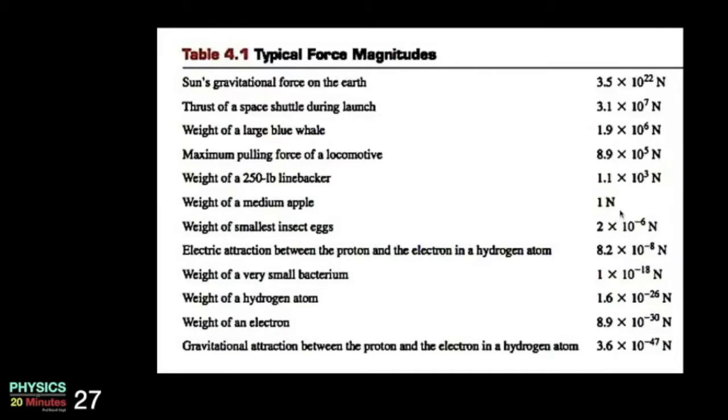What is 1 Newton? 1 Newton is the weight of a medium-sized apple. These are apple season. If you hold an apple in your hand, think about the force. It is around 1 Newton for a medium-sized apple. Even your mobile phone, if it is around 100 gram or so, has a weight of around 1 Newton, between 1 and 1.5 Newton. So please know that.